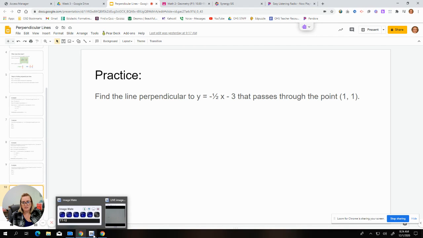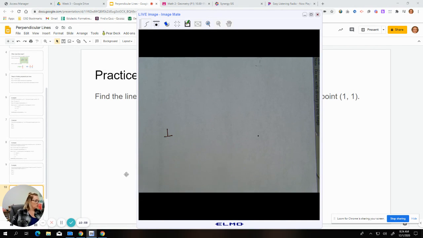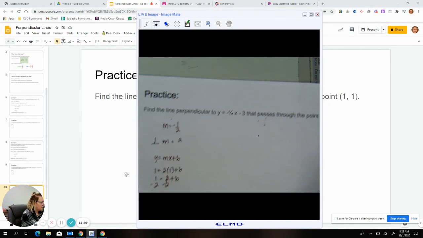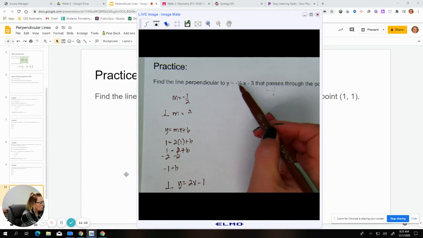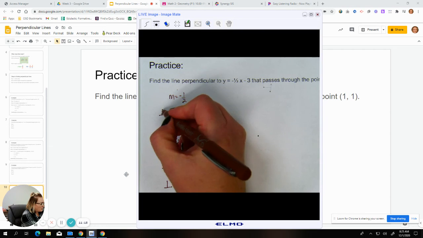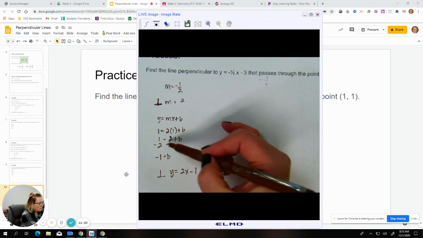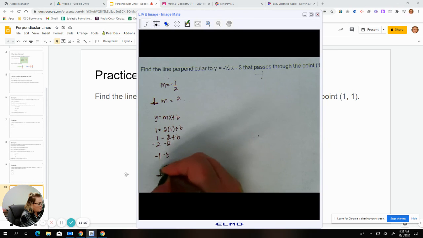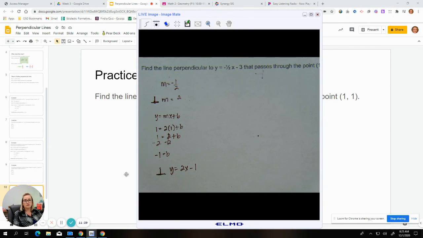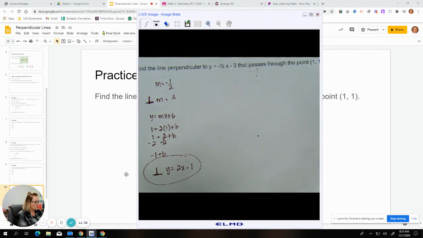One thing I forgot to bring up to you guys is that there is a really cool way of distinguishing a regular equation from a perpendicular equation, and it's this symbol right here. So if I was to do this problem, which I did, I said that my original slope was negative 1/2 and my perpendicular slope was 2. That way I can tell the difference between the two of them. And then I went through and found it. And then I said down here that my perpendicular line is y equals 2x minus 1. So hopefully that's what you guys ended up getting for that problem.